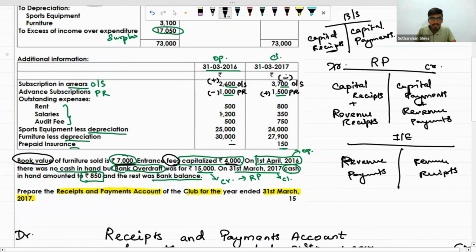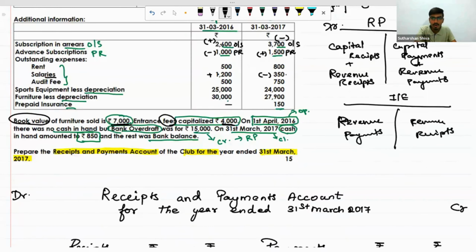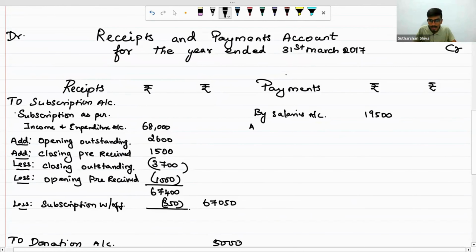If you are going for the reversal technique, for salaries, opening we should add, closing we should subtract. When going from receipts and payments to income and expenditure, closing we will add, opening we will subtract. Now we are going from income and expenditure to receipts and payments account. So closing we will subtract, opening we will add. So how will I write it down?